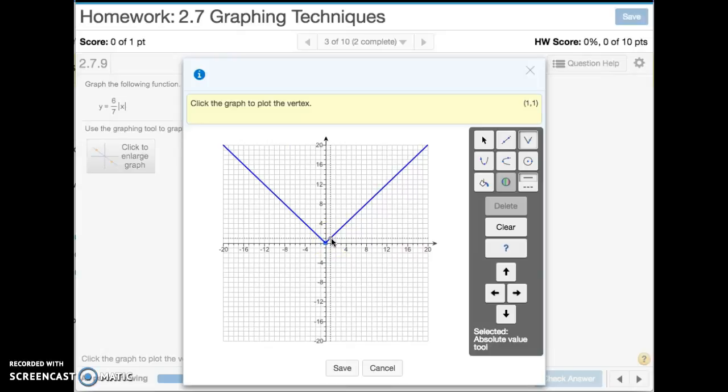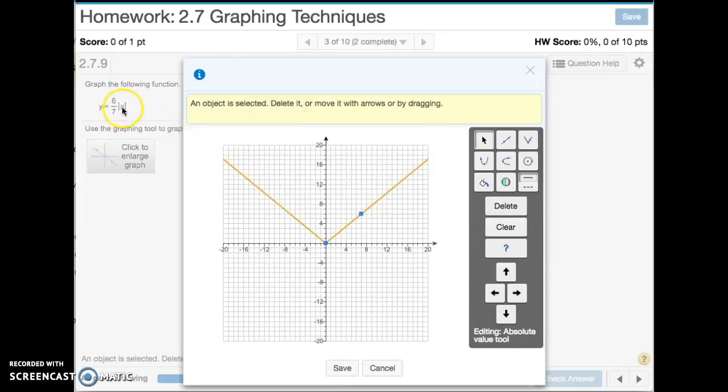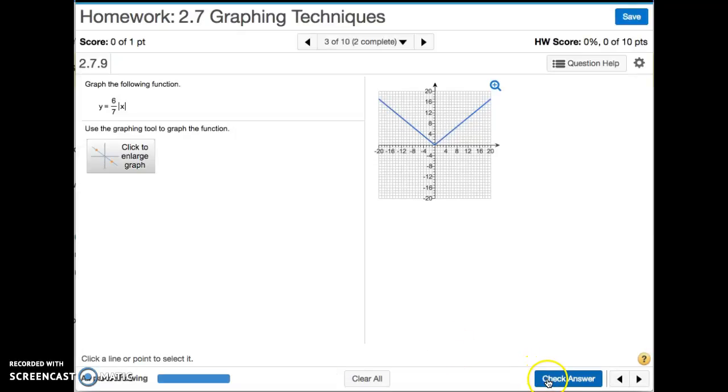For example, when x is equal to 7, I have the absolute value of 7, which is 7, times the fraction 6 over 7, which is going to equal 6. So that means (7, 6) is a point. Let's see if I can get there. (7, 6) is a point on the graph. When x is equal to 7, the 7's will divide out, y is equal to 6. Now we have a nice absolute value graph that corresponds with the equation. You want to save it and check your answer.